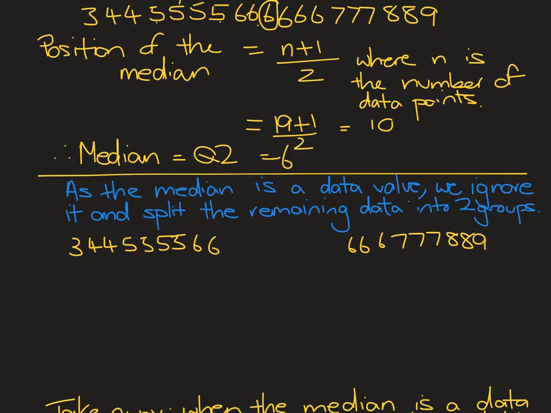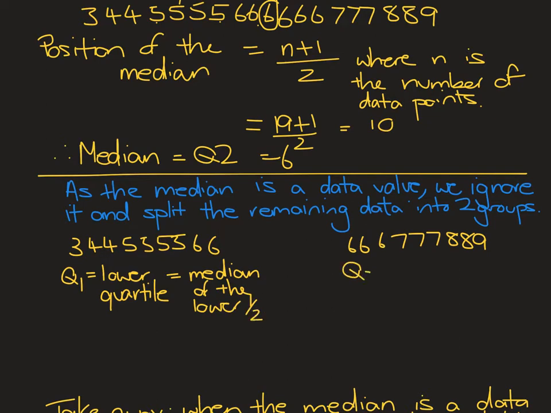So Q1, or that's called the lower quartile, so if you hear these terms lying around, they are the same thing, is going to be the median of the lower half, whereas Q3 will be the median of the upper half.